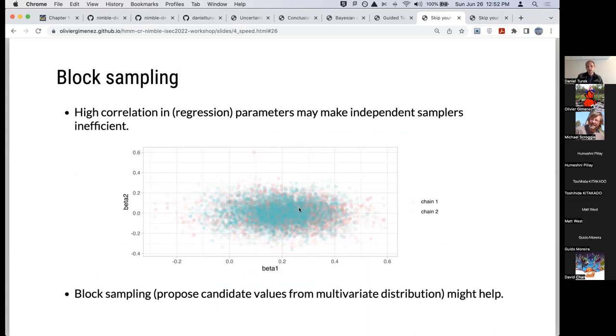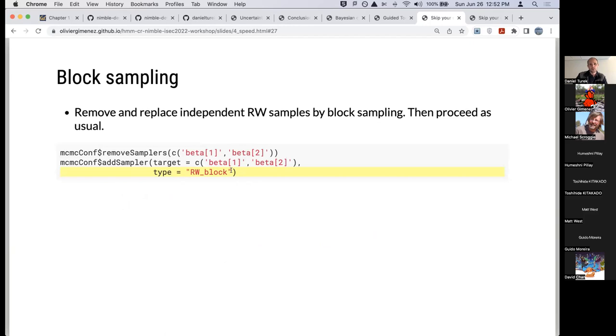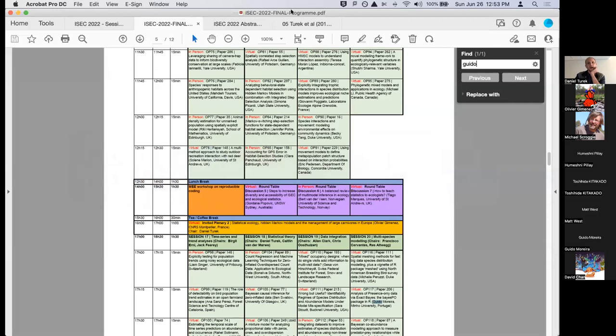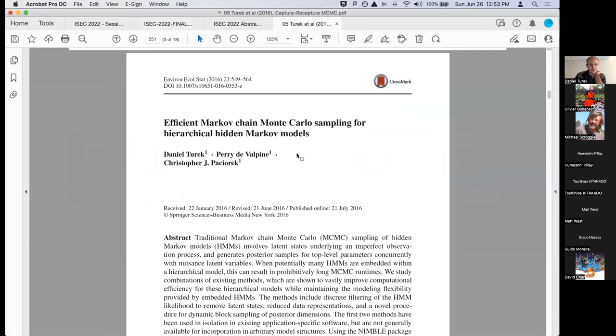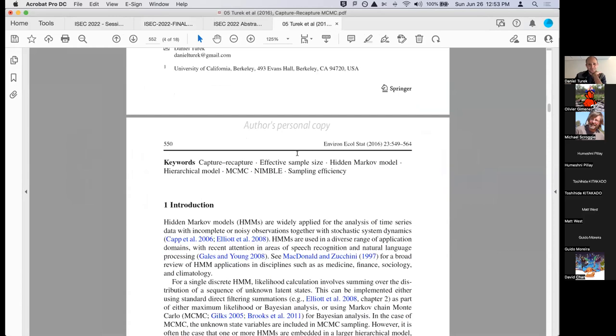And that's done via the sampler called the random walk block sampler, which is joint Metropolis-Hastings and jointly samples parameters. This can have a massive improvement, sometimes, on the performance. I pulled this up in advance: this old ESS paper, Environmental and Ecological Statistics, was actually the formulation that originally became the nimbleEcology package.